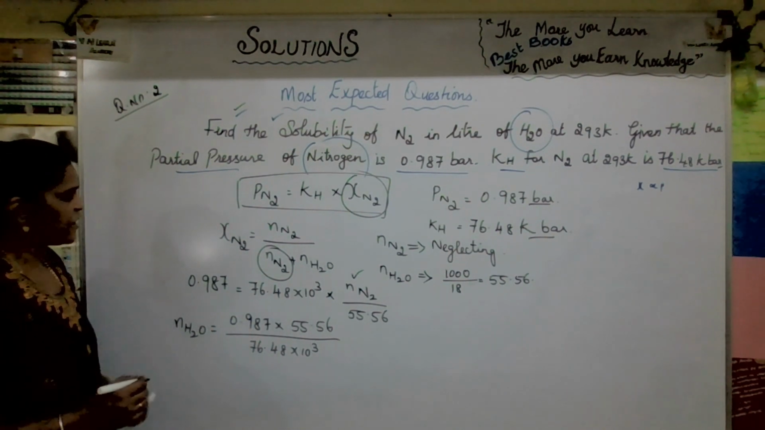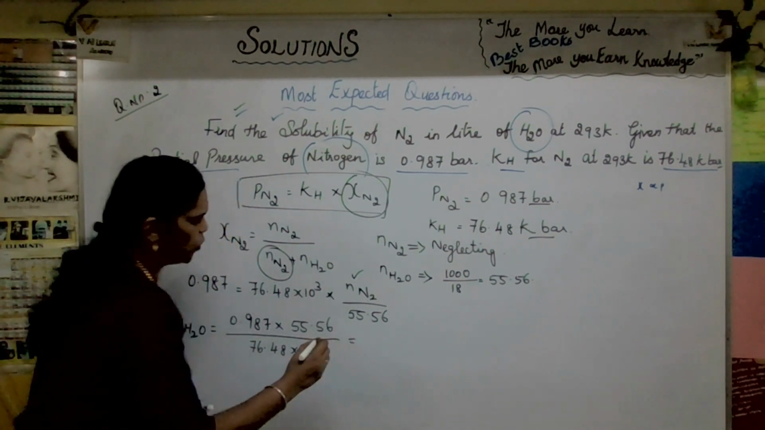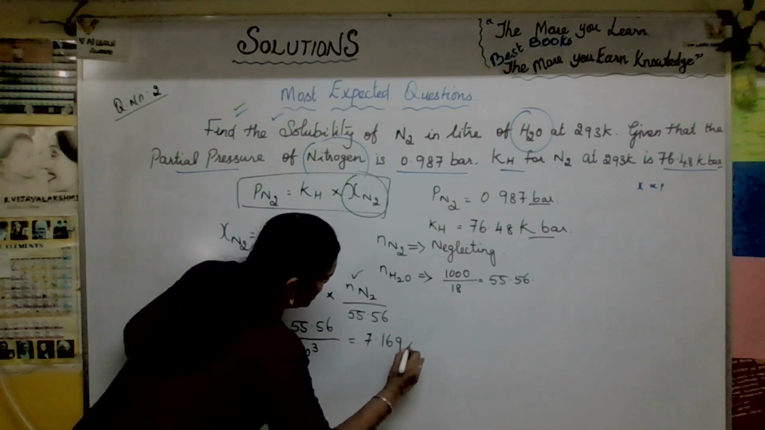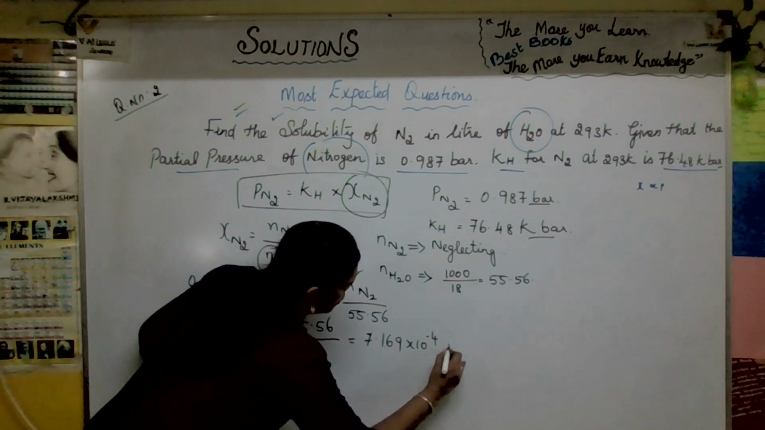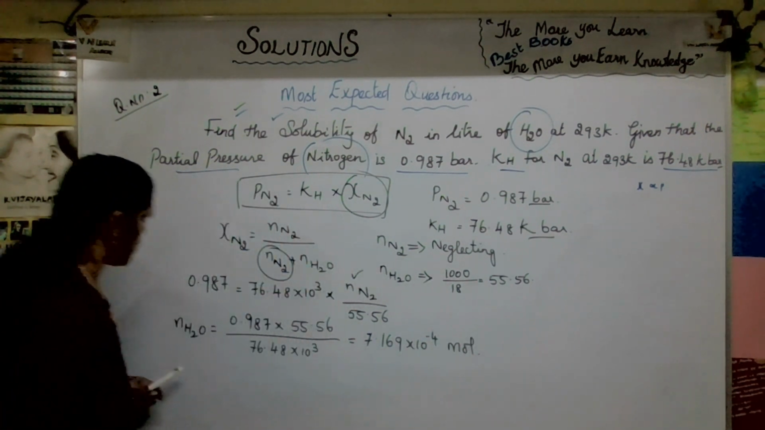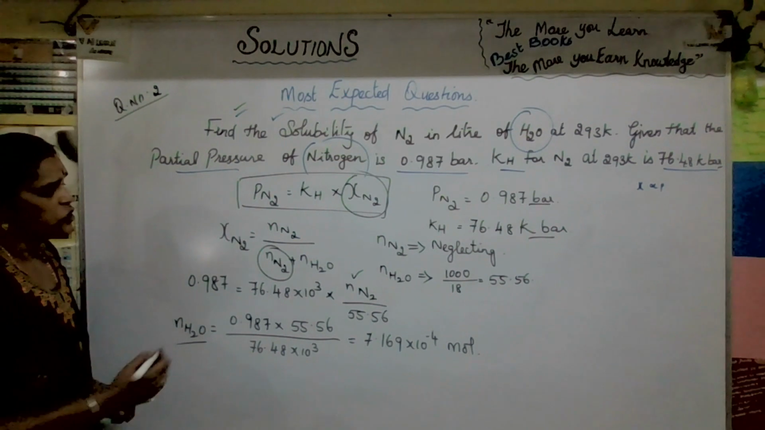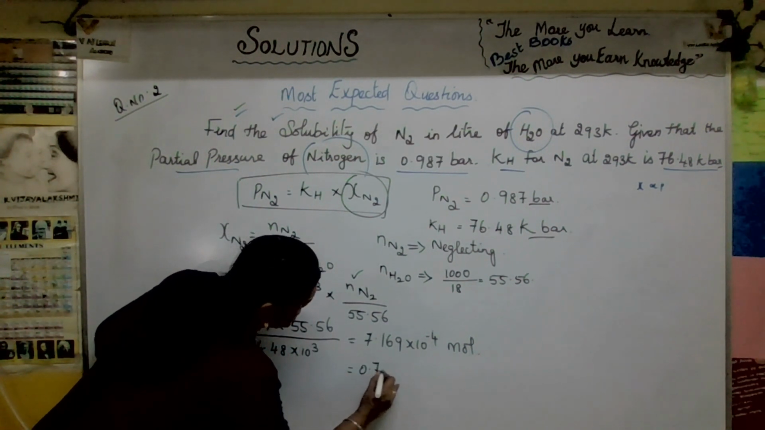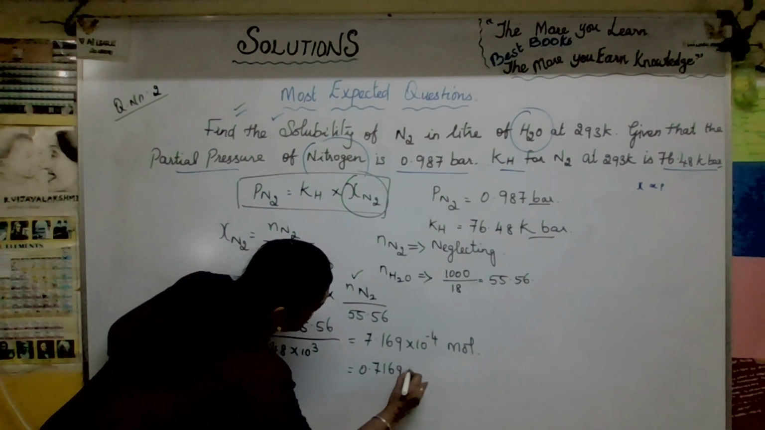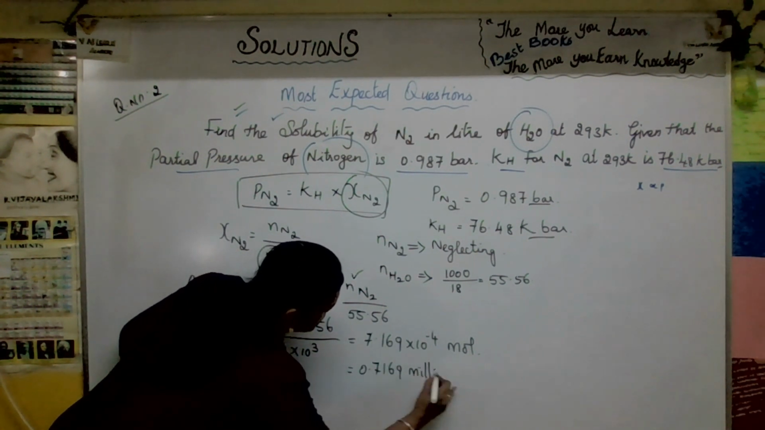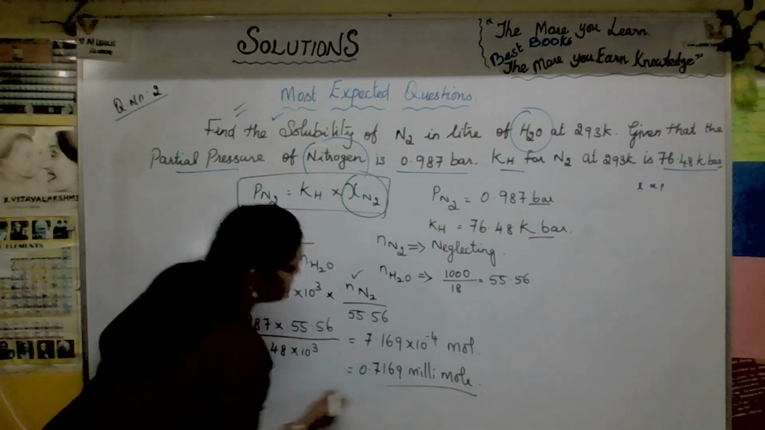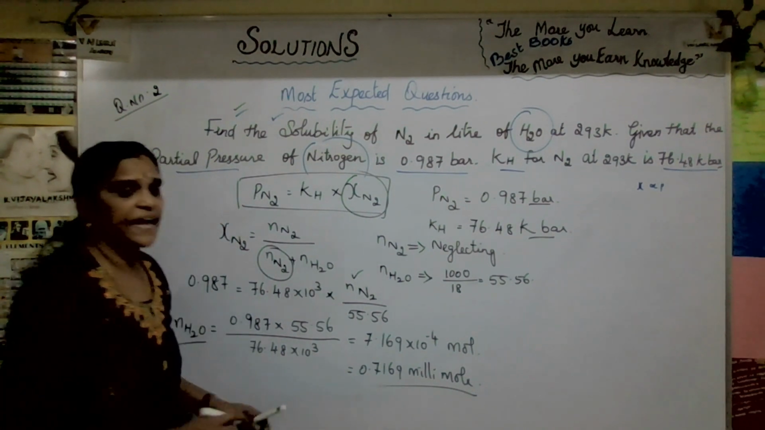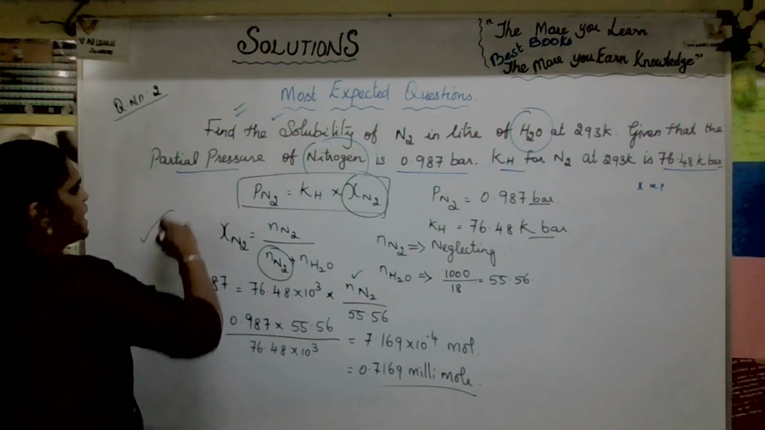Now, you have to calculate this. When you are calculating, you will get 7.169 into 10 to the power of minus 4 mole. Why? Because it is the number of moles, no? So, here you can make it in another way: 0.7169 millimole. Why I mentioned millimole? It is minus 4, no? So 0.7169 I just mentioned. Hope you got a clear idea about this.